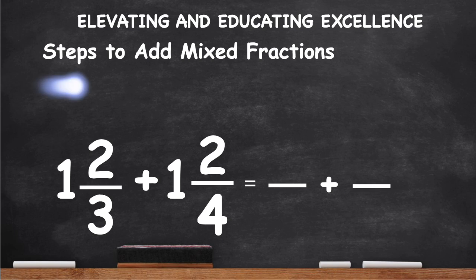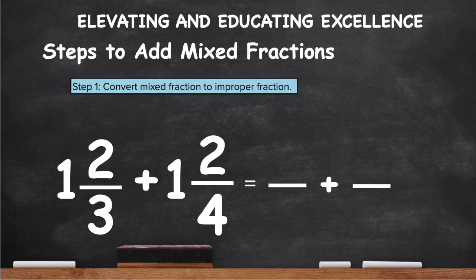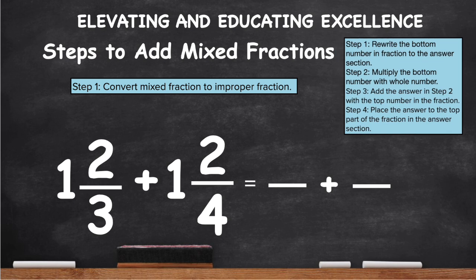So let's first begin with step number 1. So what we're going to do is convert mixed fraction to improper fraction. So remember, the steps to convert mixed fractions to improper fraction are: step number 1, rewrite the bottom number in the fraction to the answer section. Step number 2, multiply the bottom number with the whole number. Step number 3, add the answer in step number 2 with the top number in the fraction. Step number 4, place the answer to the top part of the fraction in the answer section.